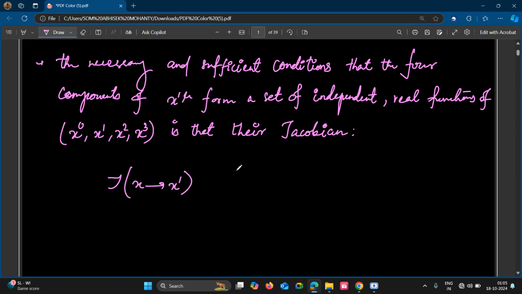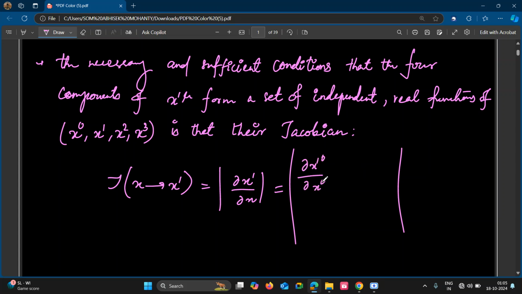Okay, it will be like del x dash by del x is equal to, how will I write the Jacobian? See, del x dash 0 by del x 0, dot dot dot, del x dash 3 divided by del x 3, okay, and on this side it will be del x dash 0 by del x 3 and del x dash 3 by del x 3, okay.